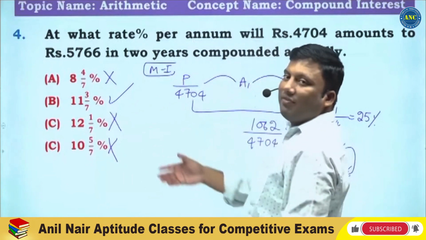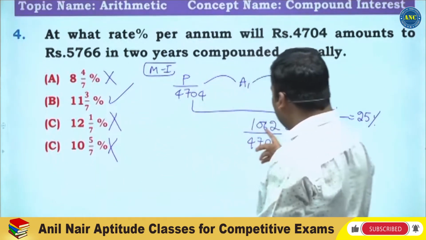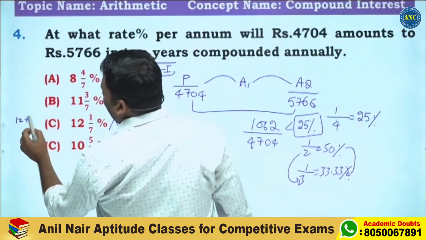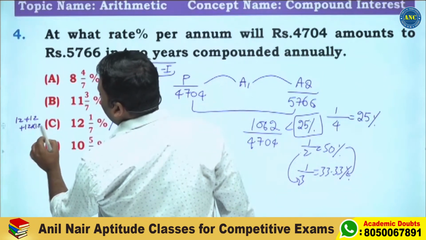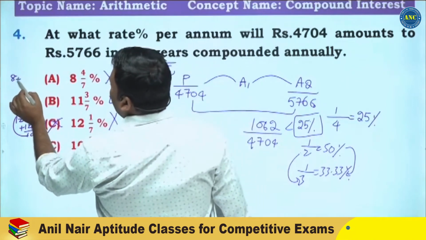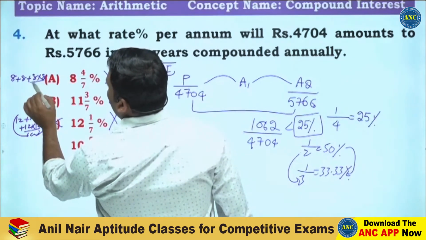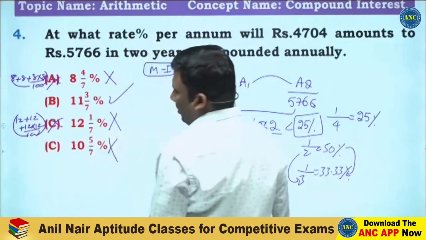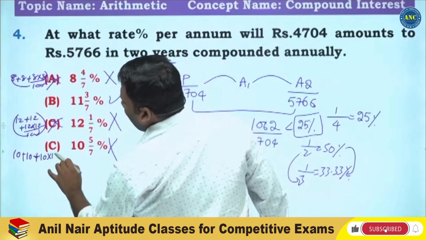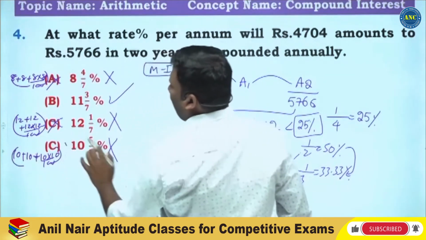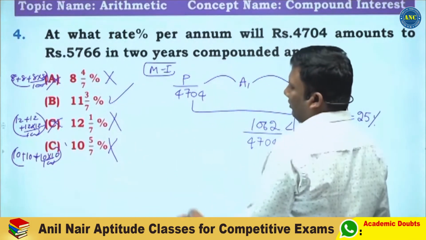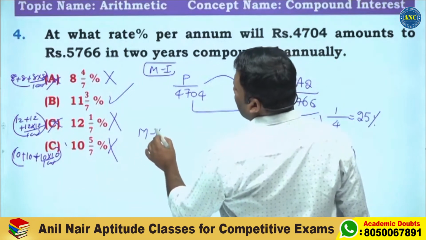If the answer options are very, very far, you can eliminate them. I said the answer should be just less than 25. If I observe this one, 12 plus 12 plus 12 into 12 by 100, it is greater than 25. It cannot be. 8 plus 8 plus 8 into 8, closer to 16. It cannot be. 10 plus 10 plus 10 into 10 by 100, closer to 20. You don't need to get into calculation. It cannot be. The answer is close to 11, 3 by 7. Unnecessarily, students will get into this calculation.